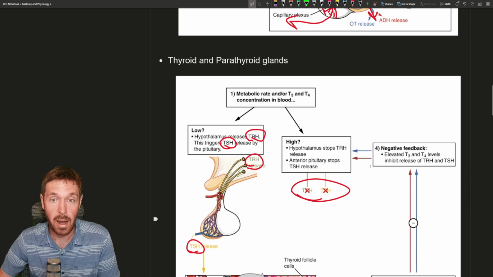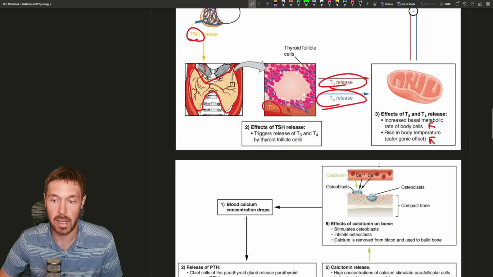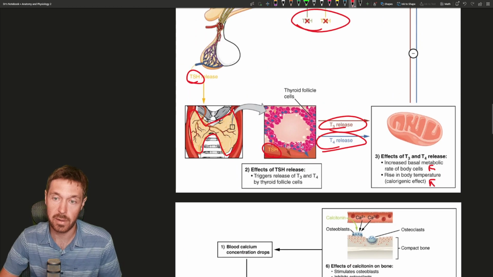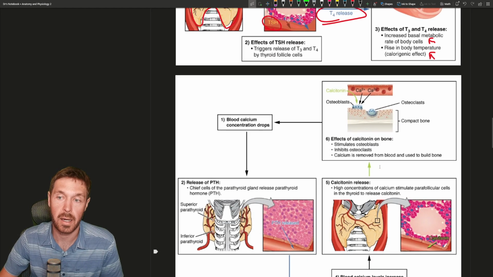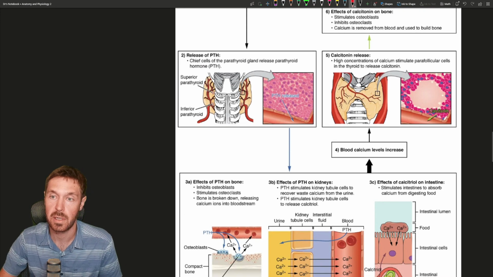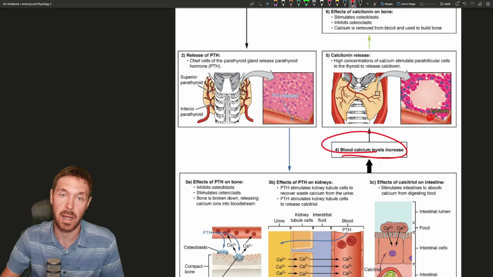So there's the thyroid, then the parathyroid gland. These are called follicle cells. There are also parafollicular cells found in the thyroid, and those are what release calcitonin. Calcitonin reduces blood calcium levels. So here it's talking about calcitonin being released if blood calcium levels are too high.